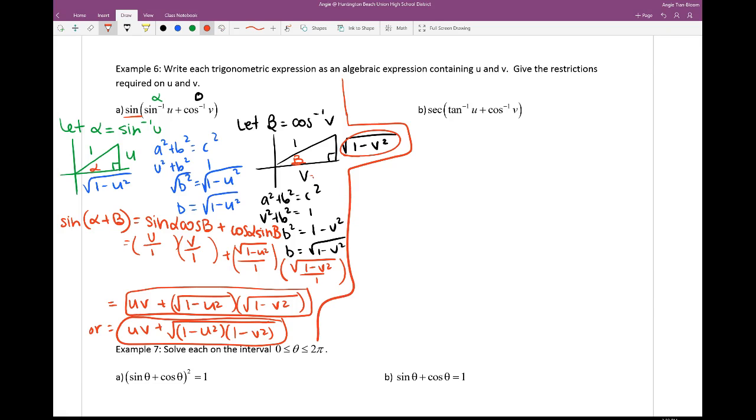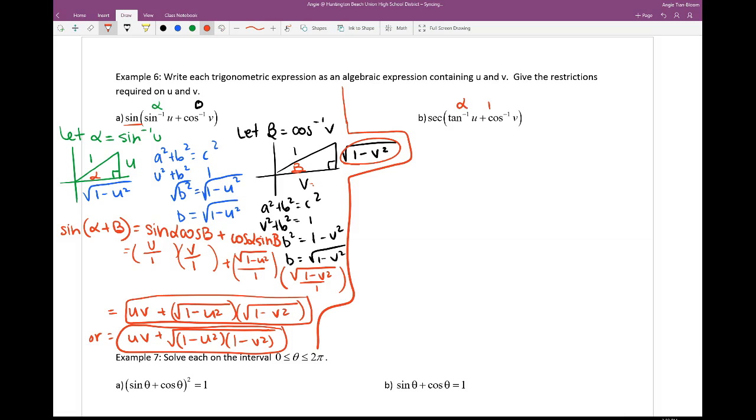Okay, here we go. Secant of tangent inverse of u plus cosine inverse of v. I'm going to let this be alpha and this is beta. So let's draw a triangle. Tangent inverse is restricted in quadrants 1 and 4, but because I want it to be positive, I can put it in quadrant 1. So here's alpha. Tangent is opposite over adjacent. So based on the Pythagorean theorem, let's try that.